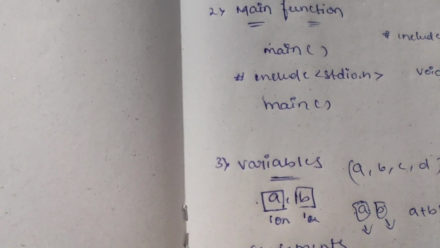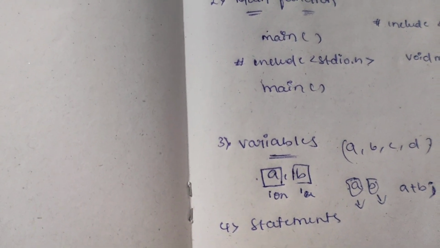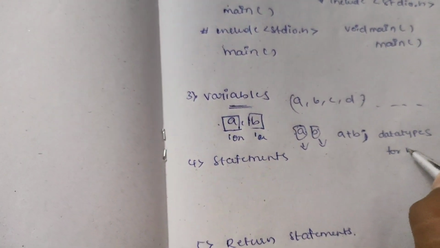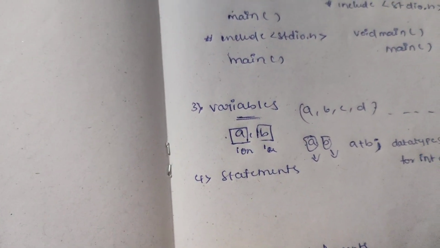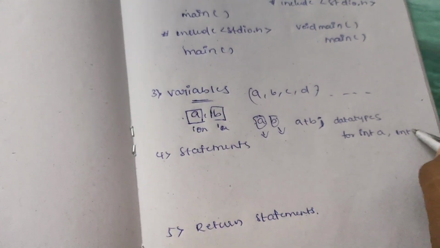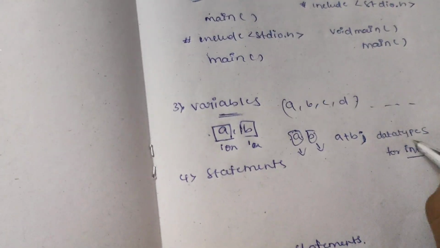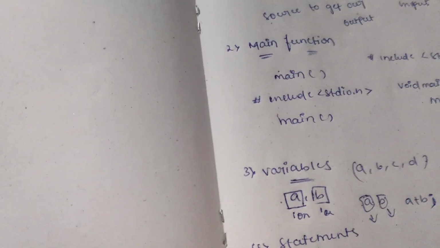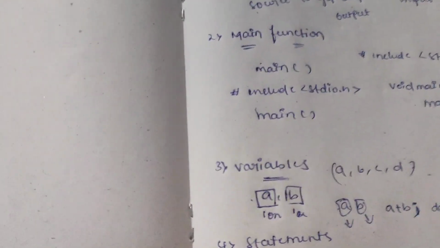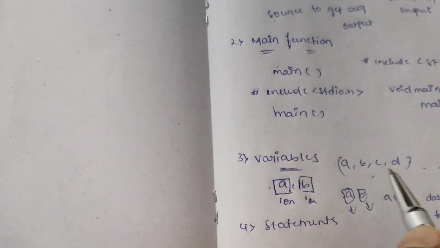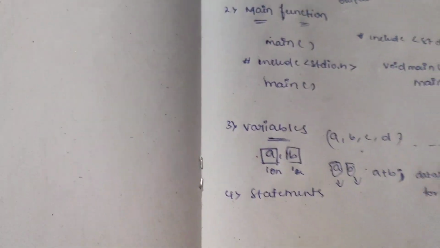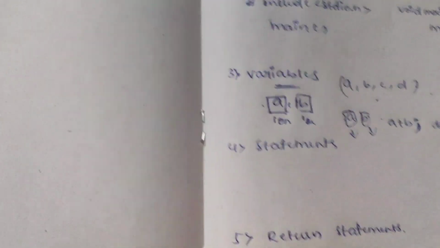Every variable has its data type. What is a data type? There are so many data types. For example, int A, int B. Int means integer. In a separate video, we are going to discuss what data types are and the types of data types. Basically, variables are used to hold a value for our sum or anything else, as per our requirement.